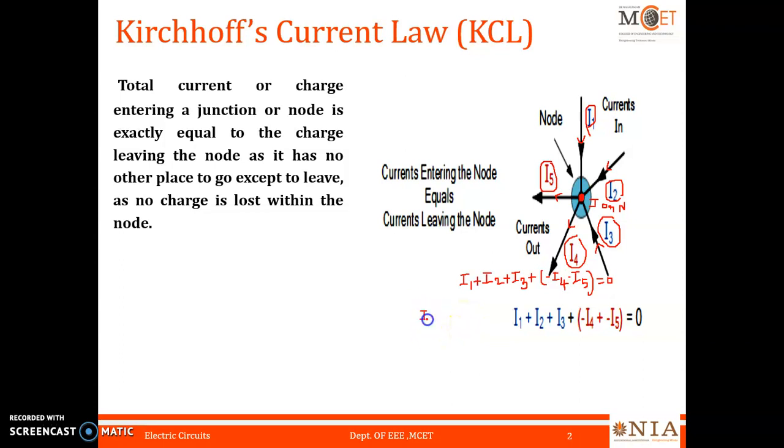It can also be stated as the algebraic sum of incoming currents, that is I1 plus I2 plus I3. These three currents I1, I2, I3 are incoming currents. So the algebraic sum of incoming currents is equal to the algebraic sum of outgoing currents from the node, that is I4 and I5. So this is the statement of Kirchhoff's current law. We have to know that Kirchhoff's current law is applicable only when there is a node or a junction.